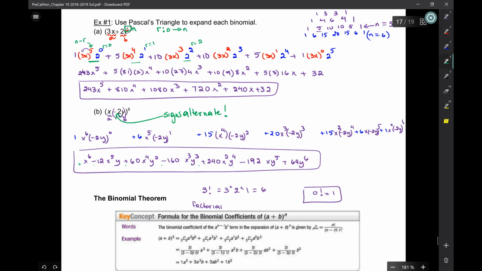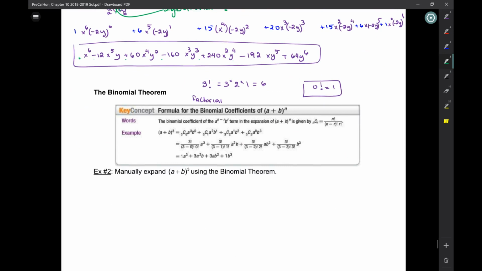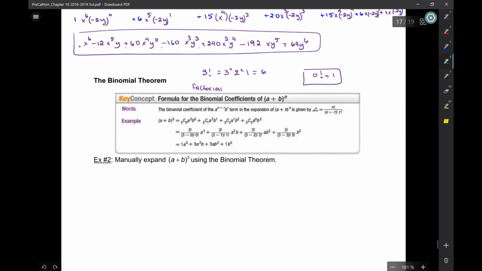If r is 1 here and n is 5, then this is n minus r. If r is 2 here, then this is n minus r, and so on and so forth. Okay, so that's another way we could label our exponents. So now that's what this says here. If each term looks like this, a to the power of n minus r, b to the r, then the coefficients are given by this formula.